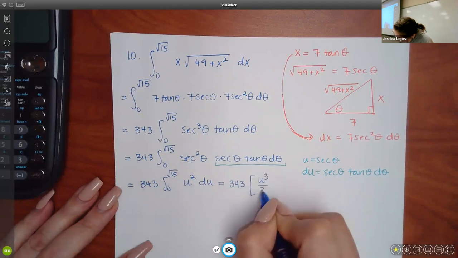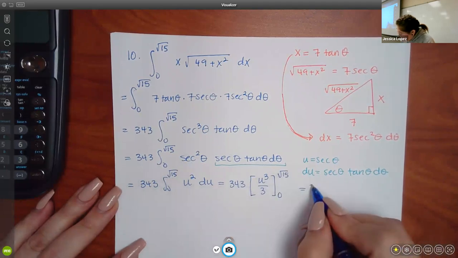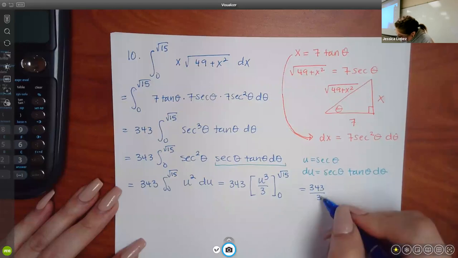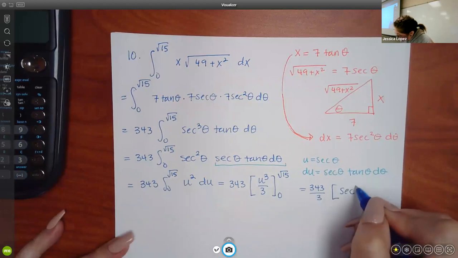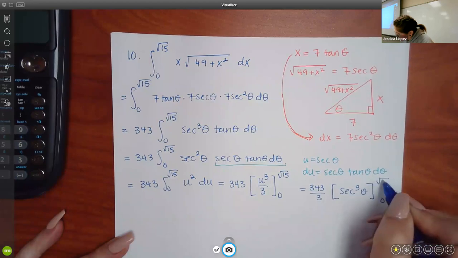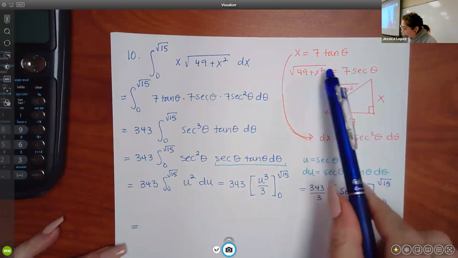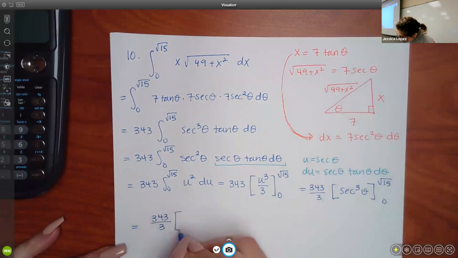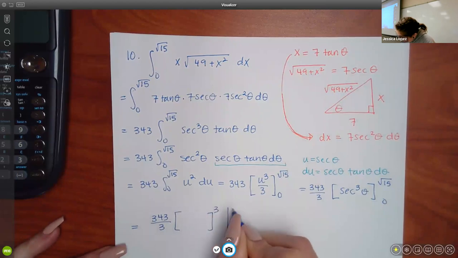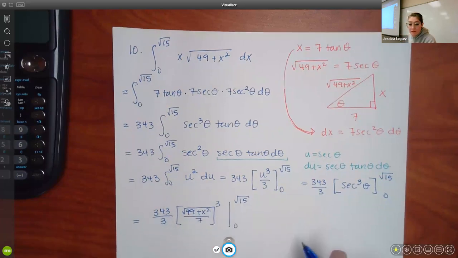Which is u cubed over 3. And then I'm going to kick out the 3. These don't reduce. And it's u cubed. Well, what was u? U was secant, right? So it's actually secant cubed. And we do have a relationship up here for secant, right? If I just divide both sides by 7, I get that secant is the radical over 7. But it's going to be cubed. So I get my radical, 49 plus x squared, over 7, cubed.